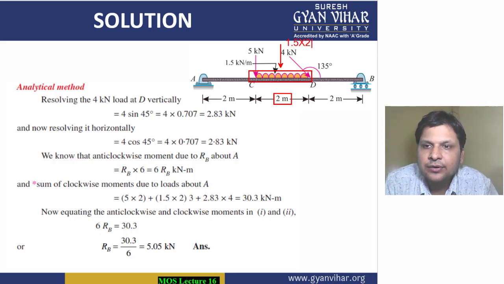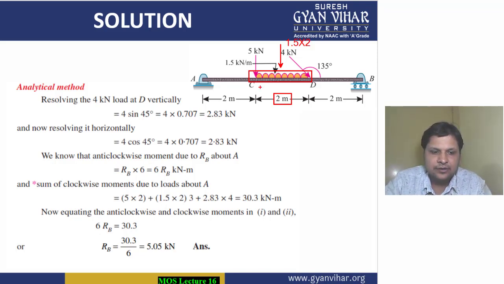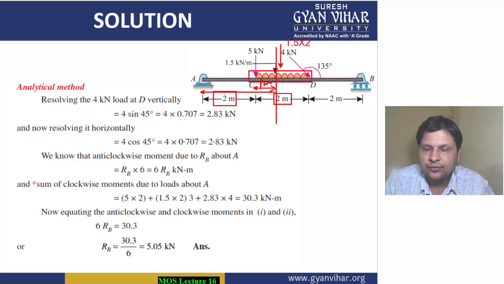Alright, so this is the total load, and where will it be considered as acting? This will be considered as acting at a distance of 2 divided by 2, means 1 meter from point C. This means that from A to C it is 2 meters. So from A, the total distance to this location, where we are considering this UDL as a point load, will be equal to 2 plus 1. Total distance will be 3 meters.